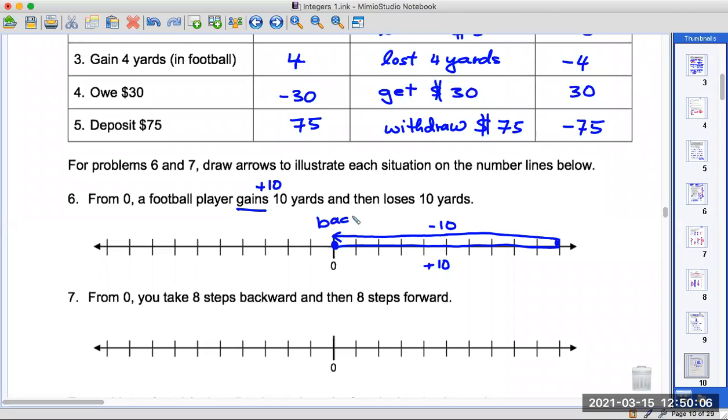I heard Lauren say that. That's a good observation. So he gained nothing, right? That's what opposites do. Yeah.